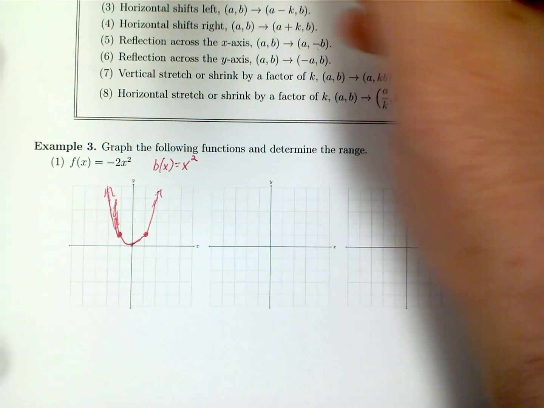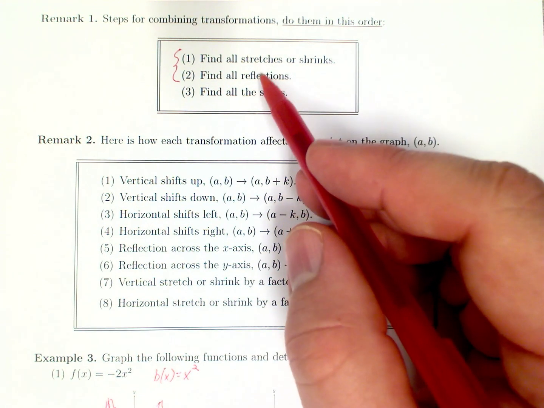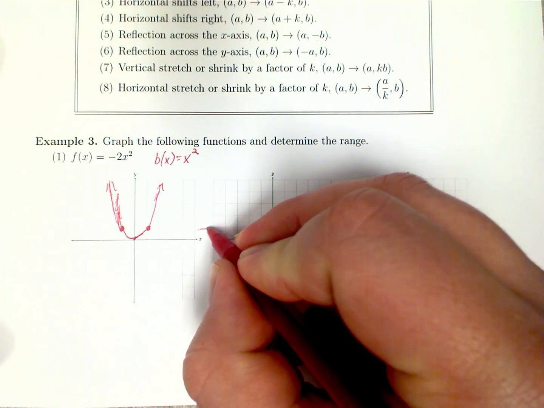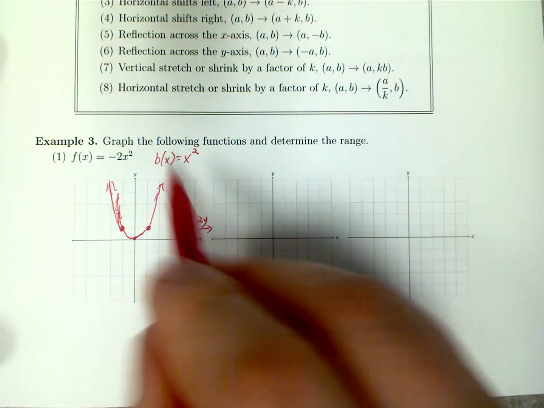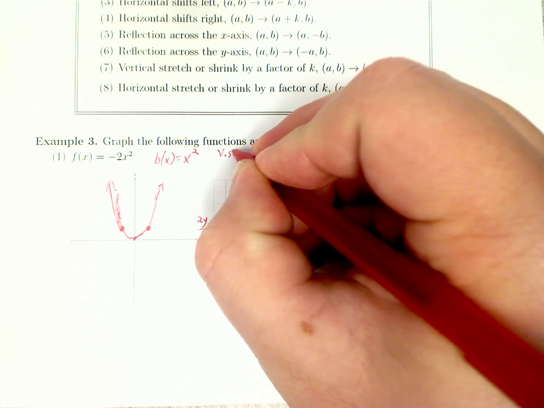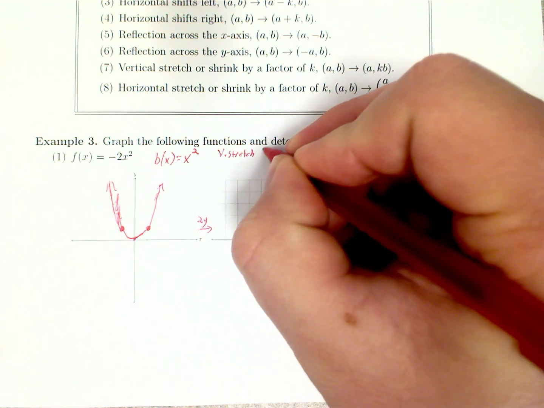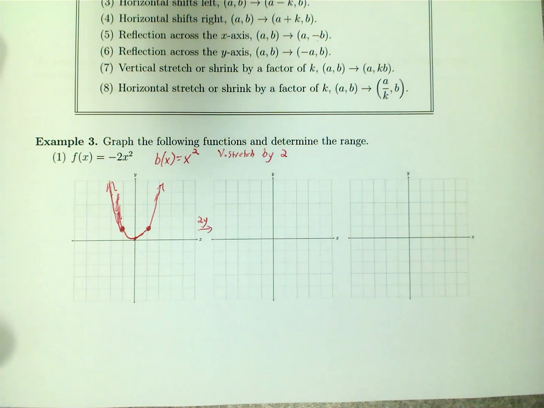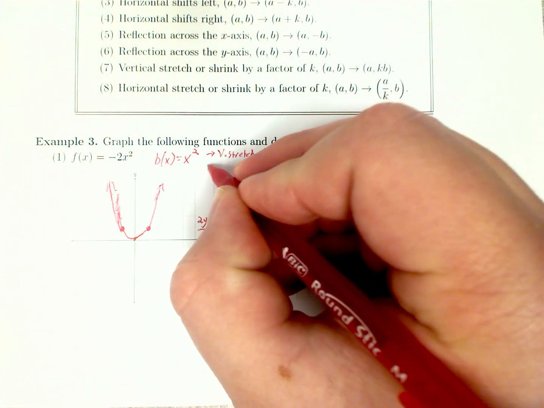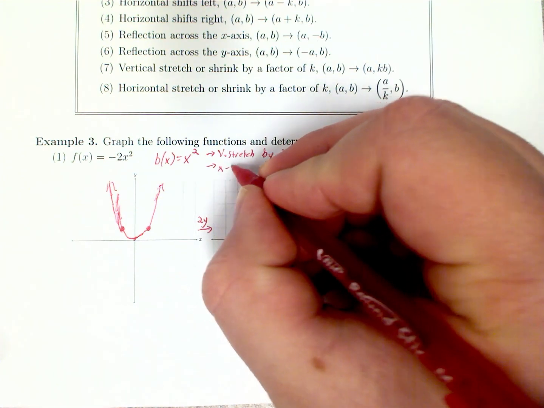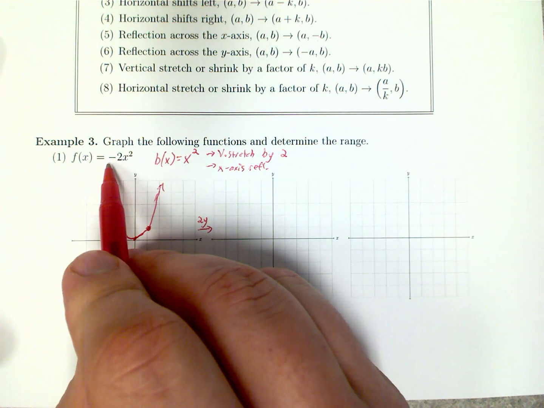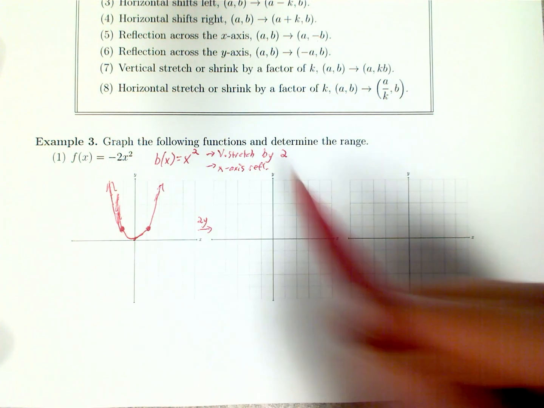Well, what are we going to do? If we follow the rules, we're going to start with stretches, then we're going to deal with reflections. For the stretches, we're going to multiply our y's by 2, because that's the vertical stretch. So it's a vertical stretch by 2. It's oftentimes a good idea to at least list what's going on because there could be a couple of things. We also have an x-axis reflection because of the negative on the outside. So we're going to start with the vertical stretch of 2.